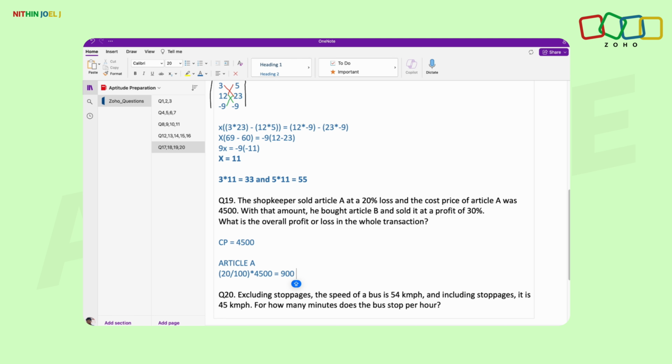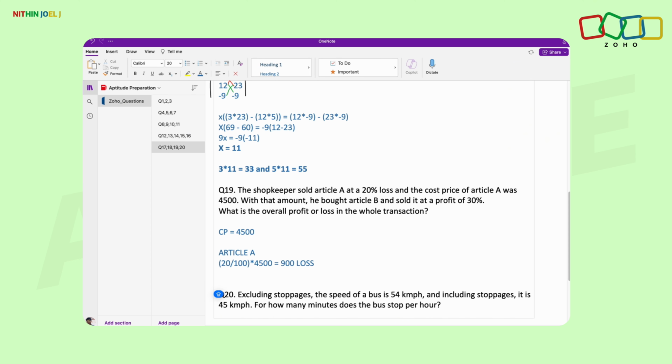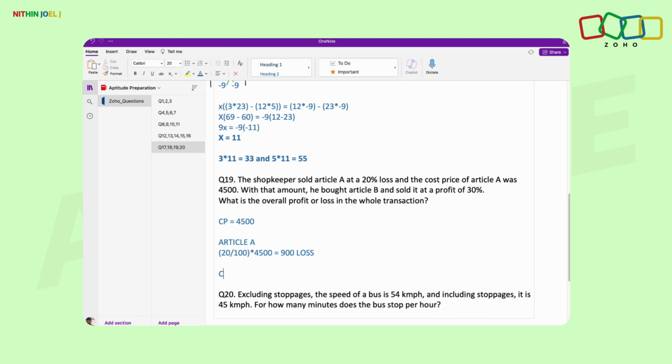So now 900 is the loss over here. So you have to subtract this loss from the cost price. So now the current cost price will be 4,500 minus 900, which is equal to 3,600. So with this 3,600, he bought article B and sold it with a profit of 30%.